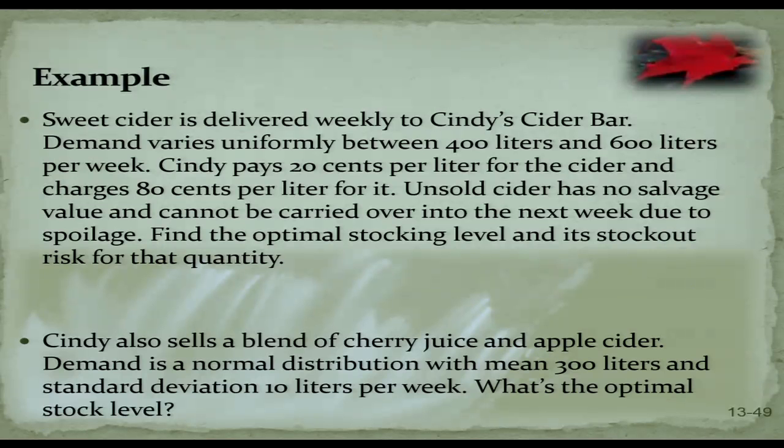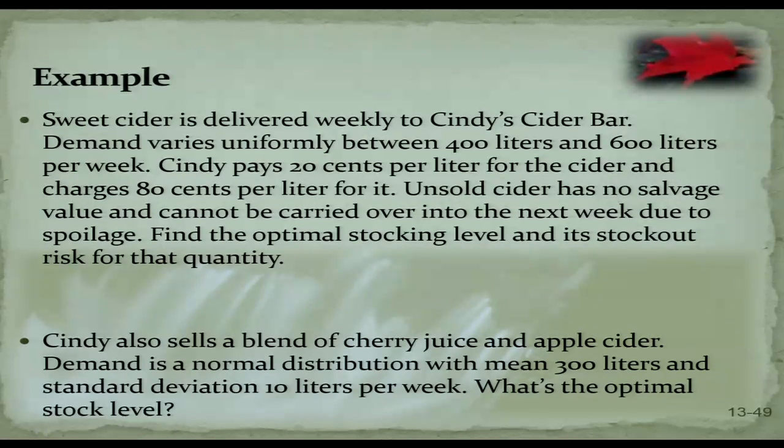So how do you calculate CS? Revenue, what is revenue? Revenue per unit. When Cindy sells the cider, how much can she get? 80 cents. Yes, so revenue is 80 cents, right? What is the cost? 20.